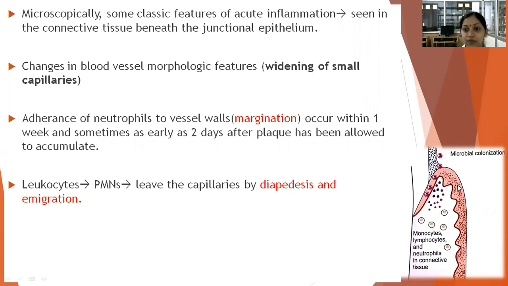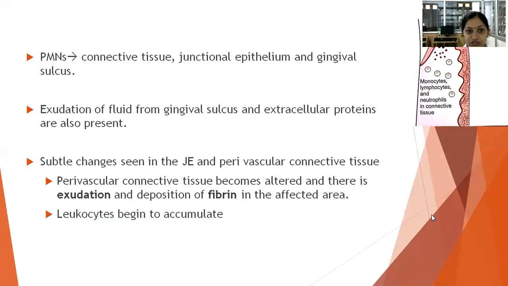Here we can see the amount of neutrophils initially, when there is plaque accumulation or microbes. Neutrophils are the first line of defense, and they can be seen initially in the epithelium as well as in the connective tissue. This is the gingival sulcus, and here also you can see the PMNs. Now, the exudation of fluid from the gingival sulcus and extracellular proteins are also present.